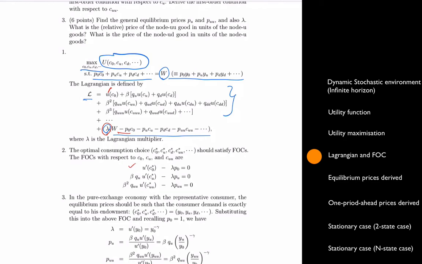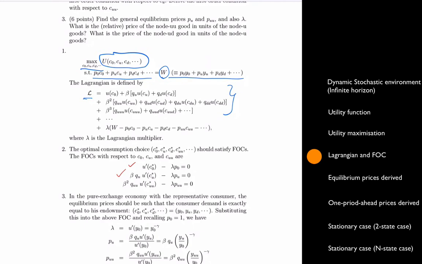If we differentiate with respect to CU, we have beta times probability QU times U prime CU, plus again lambda times negative PU, and again that should be equal to 0. And that should give us this second equation. The same thing can be said when we differentiate with respect to CD. Let's differentiate with respect to CUU. If we differentiate with respect to CUU, well, this part doesn't contain any CUU. And here you go, we have beta squared times probability QUU times U prime CUU.